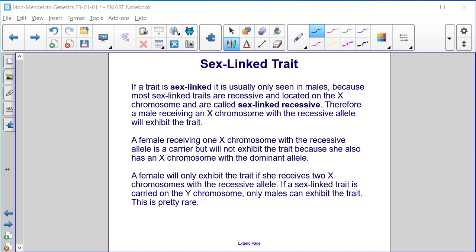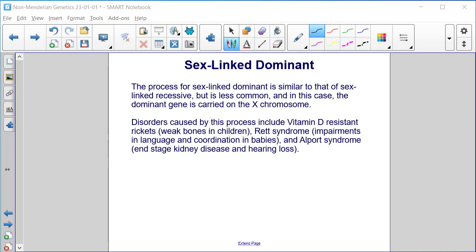A female will only exhibit the trait if she receives two X chromosomes with the recessive allele. If a sex-linked trait is carried on the Y chromosome, only males can exhibit the trait. This is pretty rare. Sex-linked dominant.